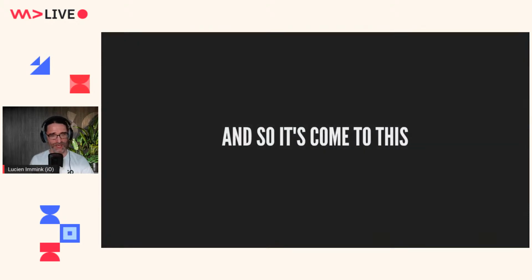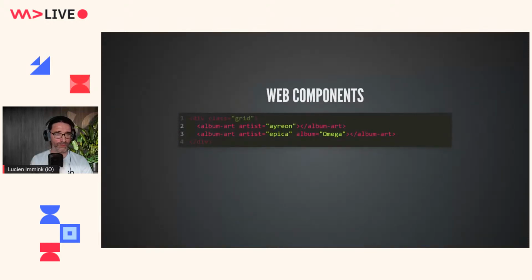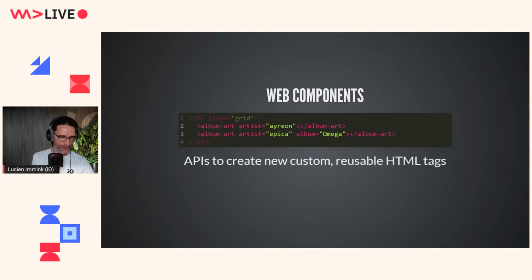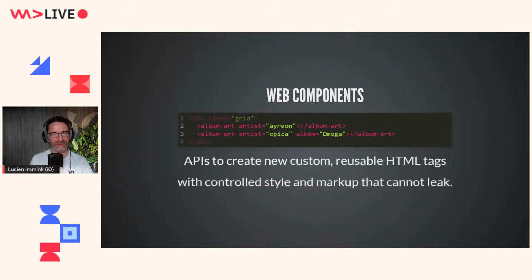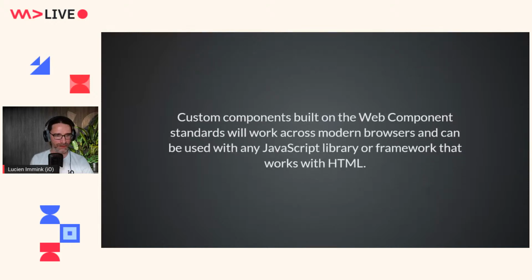And so we come to an end. After 44 minutes, I've shown you that we have web components like the album art web component. Web components are an API to create new custom reusable HTML tags with controlled style and markup that cannot leak to the outside. I've shown you that custom elements built on the web component standard will work across all modern browsers. Well, I haven't shown you that, but trust me, it does.